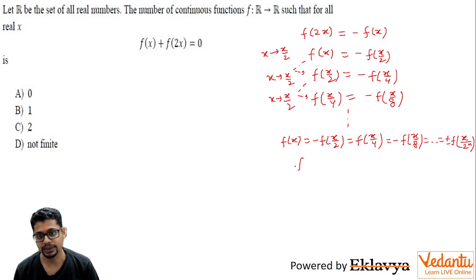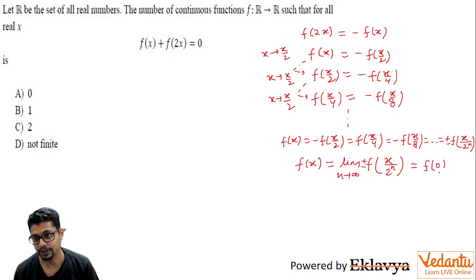So you may say f of x is equal to the limit as n goes to infinity of f of x by 2 to the power n, plus or minus, obviously. So essentially f of x is equal to plus minus f of 0, because as n tends to infinity, 2 to the power n goes to infinity, and x we are considering something finite, so x by infinity would go to 0. So plus minus f of 0.